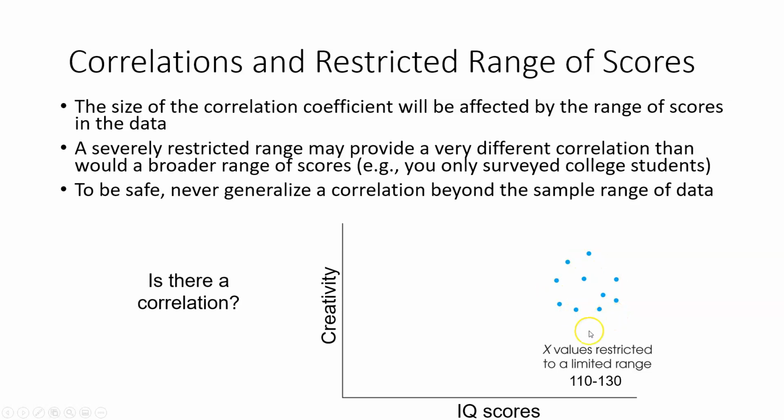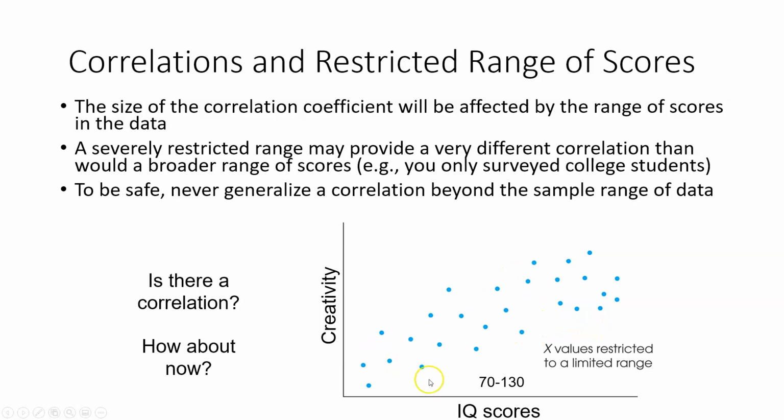But the reason for this is because our x values here on this axis are restricted to just this limited range of college students who are brighter than the typical person in the population. They might have IQ scores higher than the average, maybe something ranging between 110 and 130. And all the levels of creativity here are restricted as well because of that. However, if we include other people with lower IQ scores who are not college students, and we thus have IQ scores ranging from 70 to 130, as the population generally does, then you might see that there is a correlation between IQ and creativity.